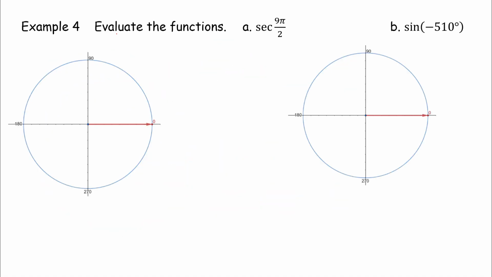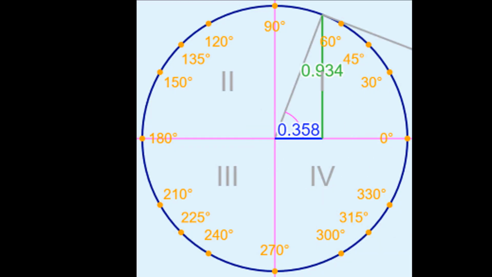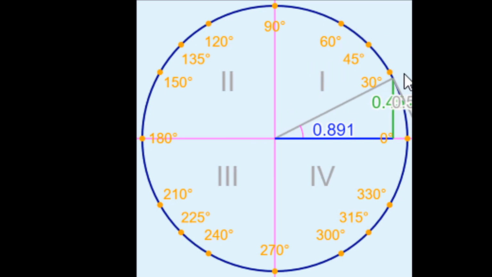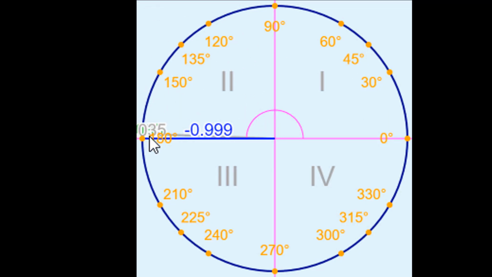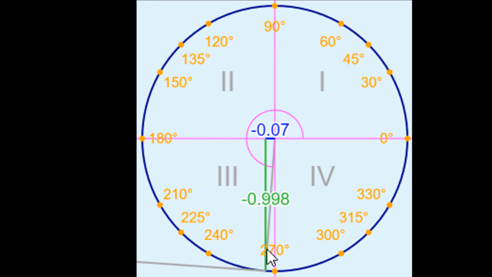Okay, secant 9 pi over 2. Before we can do the next problem, we're going to need to look at what are called the quadrantal angles. Those are the angles at 0 degrees, 90 degrees, 180, and 270. Anytime you have an angle whose terminal side is on one of those angles, you can't draw a triangle. What are you going to do?